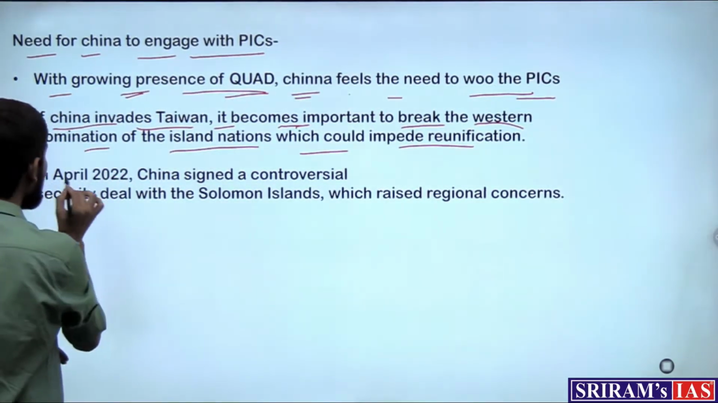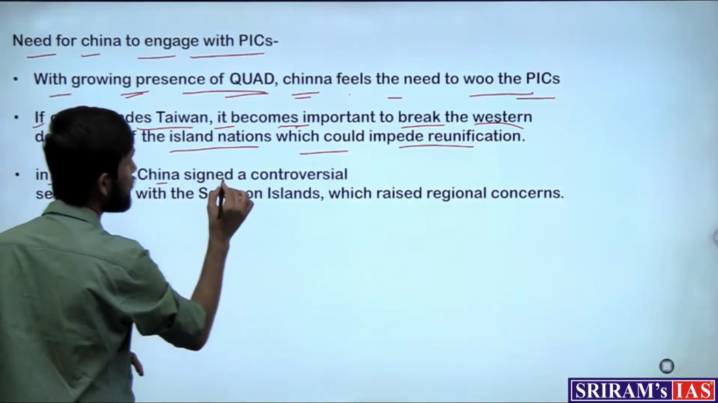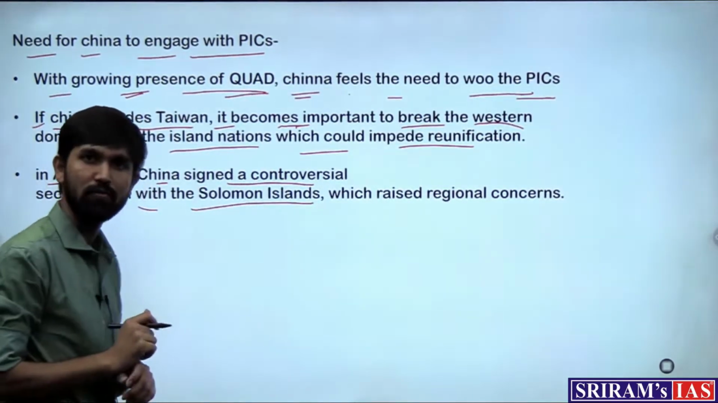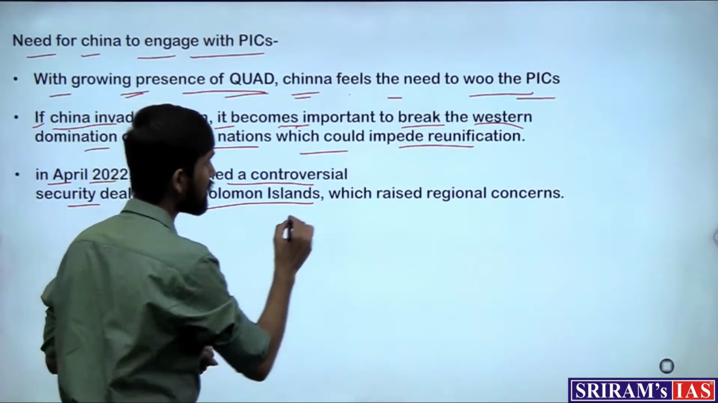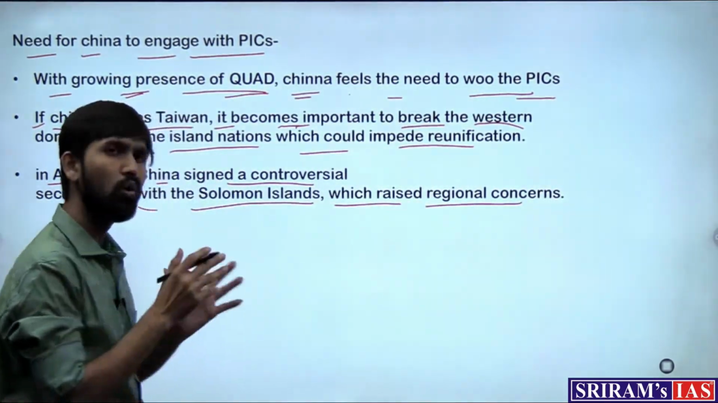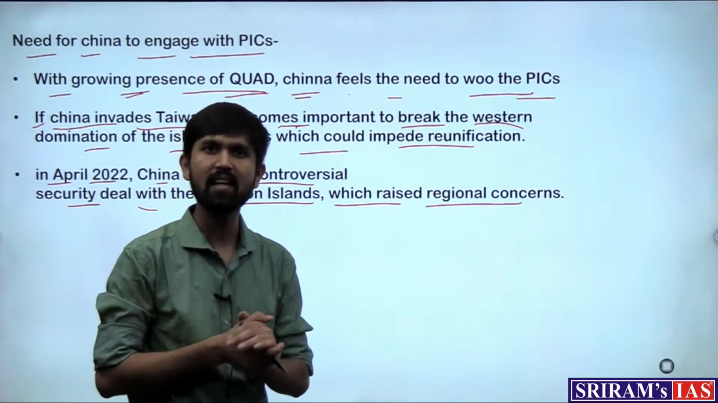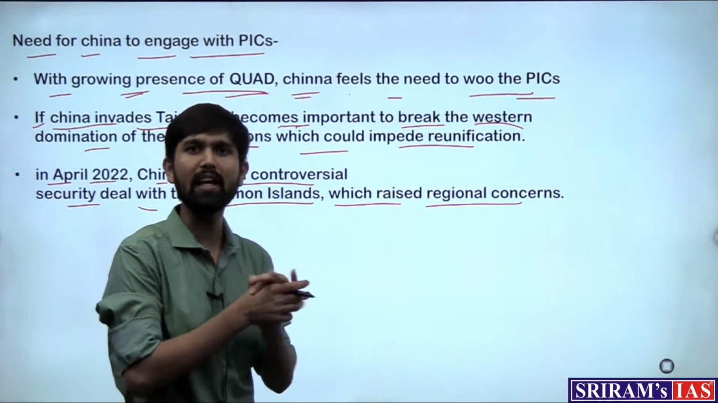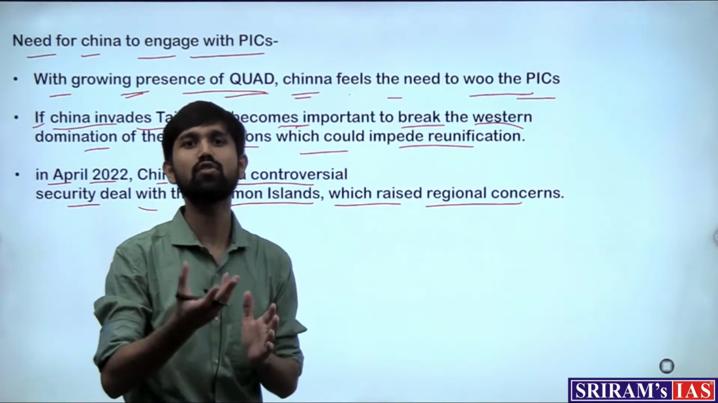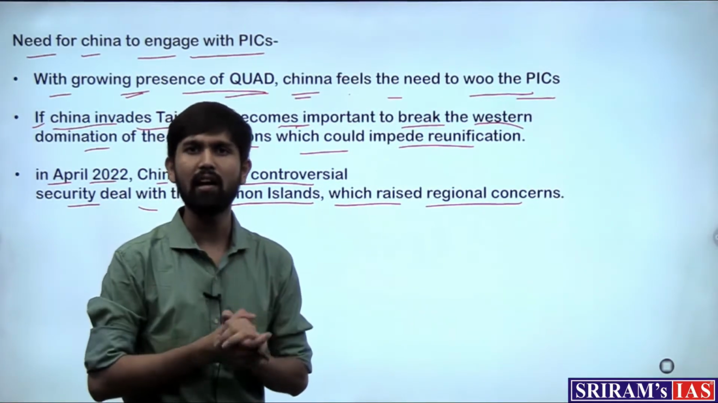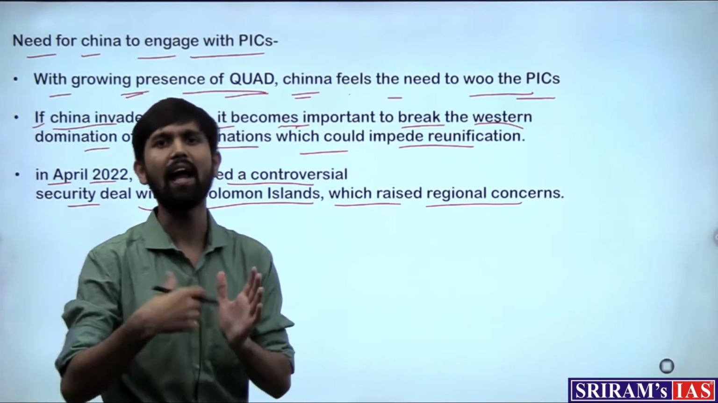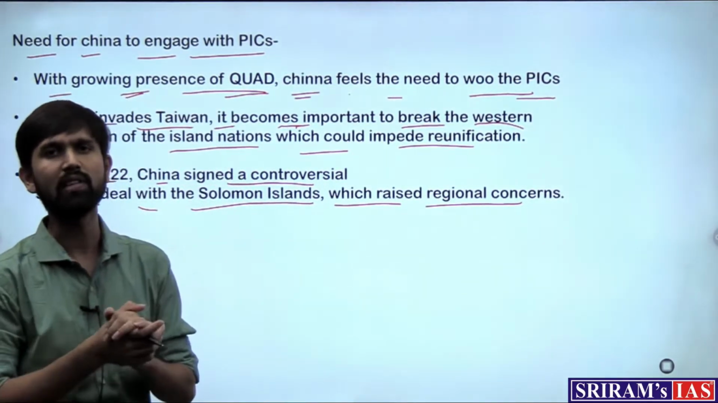And like I said, in April 22, China signed a controversial security deal with the Solomon Islands, one of the 14 states in the Pacific island countries, which raised regional concerns. Now, though this has not materialized and China has not been able to engage as favorably as it would want to with these island nations, it is only with time that China brings certain favorable points for these countries and is able to get its way with them.